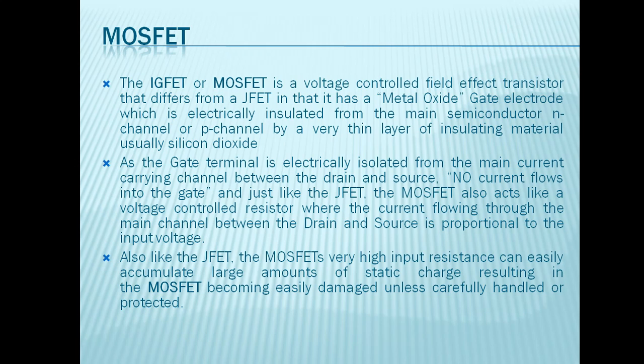As the gate terminal is electrically isolated from the main current carrying channel between the drain and source, no current flows into the gate, and just like the JFET, the MOSFET also acts like a voltage controlled resistor where the current flowing through the main channel between the drain and source is proportional to the input voltage. Also like the JFET, the MOSFET's very high input resistance can easily accumulate large amounts of static charge, resulting in the MOSFET becoming easily damaged unless carefully handled or protected.